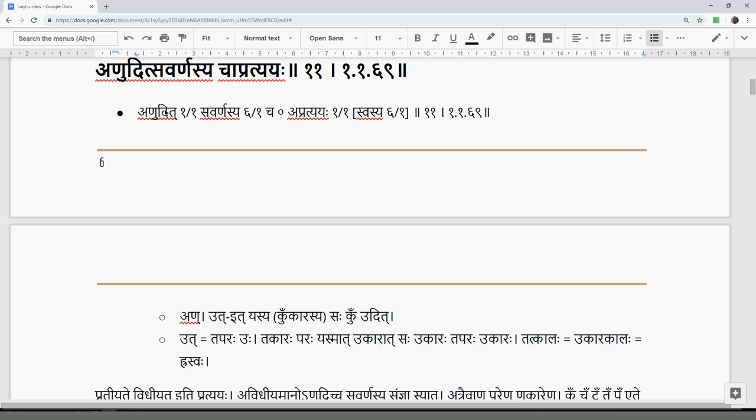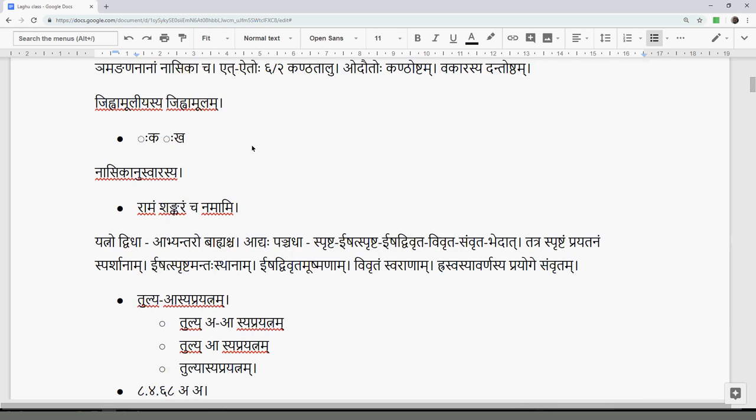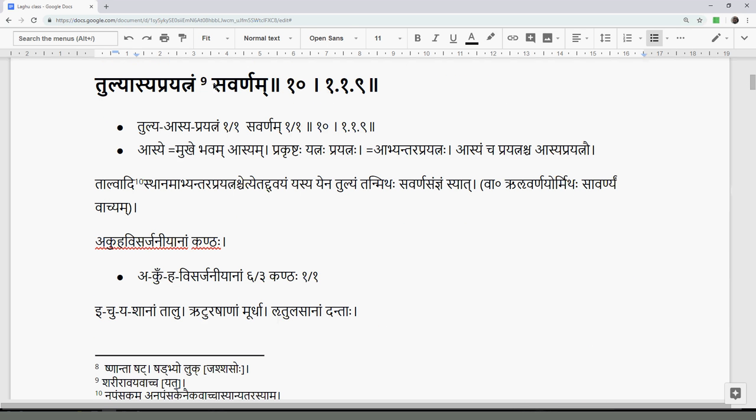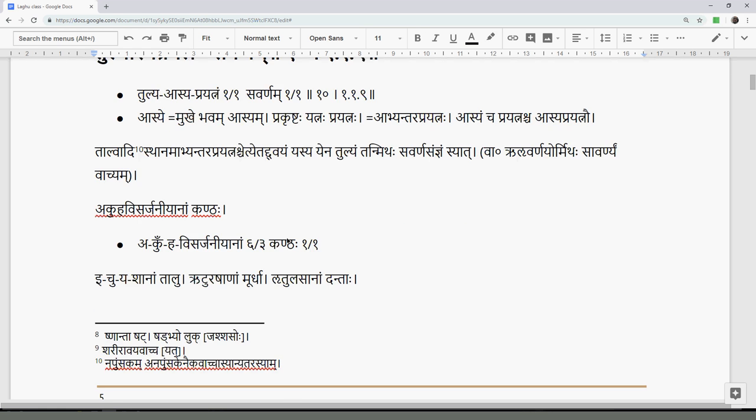So anudit for apratyaya an and udit. Apratyaya an, only an apratyaya. The an is this an and udit. So they are the sanya given for savarna. Savarnasya sanya. For savarna. And what is savarna? Savarna has been a sanya in the earlier sutra. In tulyasya prayatnam savarnam, savarnam is in first case. Savarna is the sanya given for this prayatnam and asya being same, tulya. If tulya is there, then for those letters there is a savarna sanya given. This is the other way round.